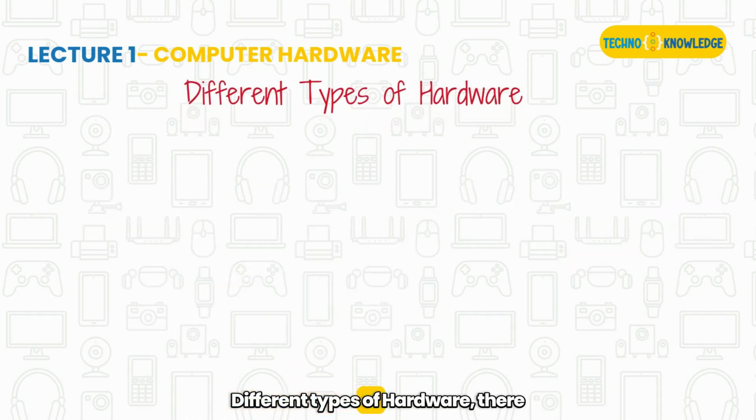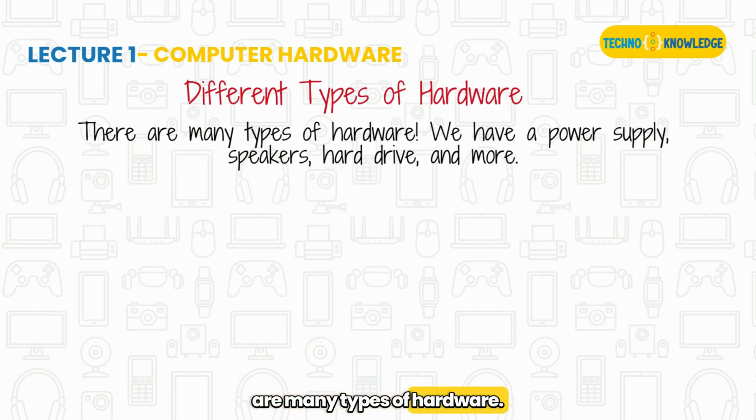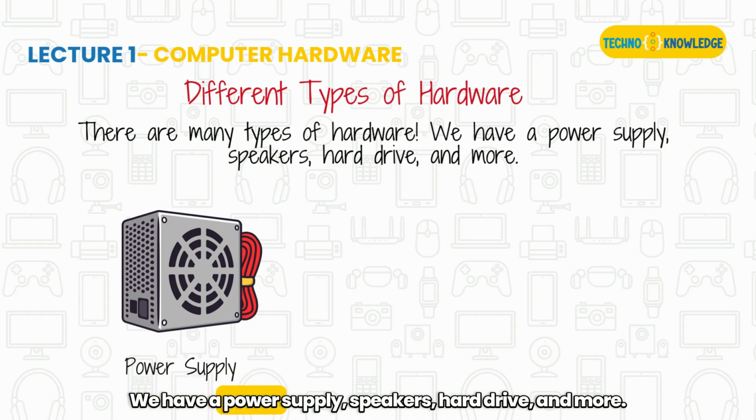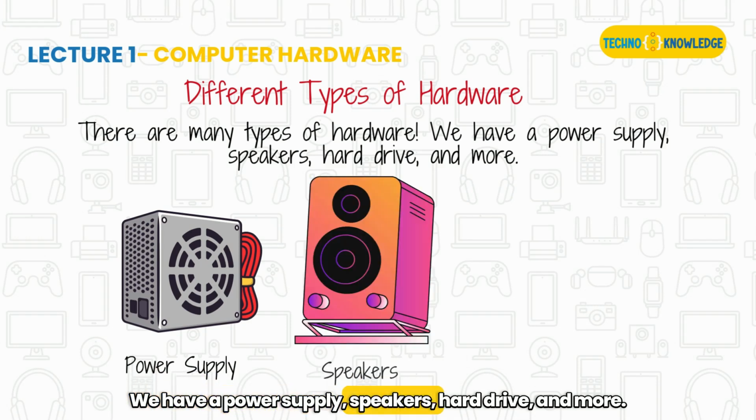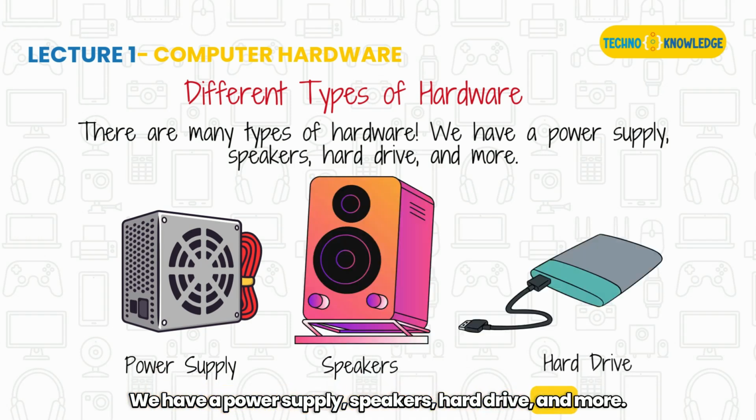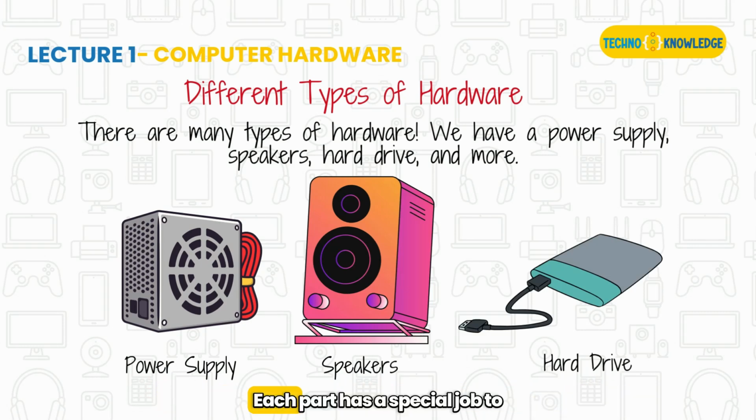Different types of hardware. There are many types of hardware. We have a power supply, speakers, hard drive, and more. Each part has a special job to help the computer work at its best.